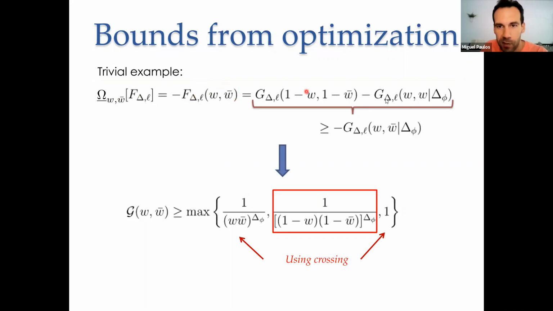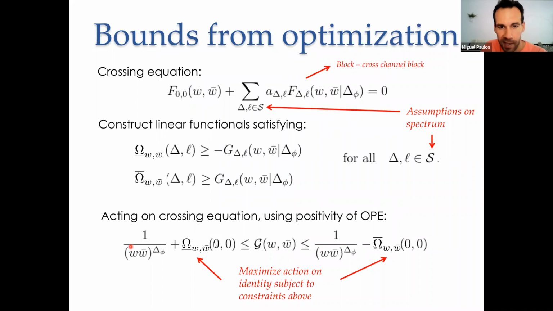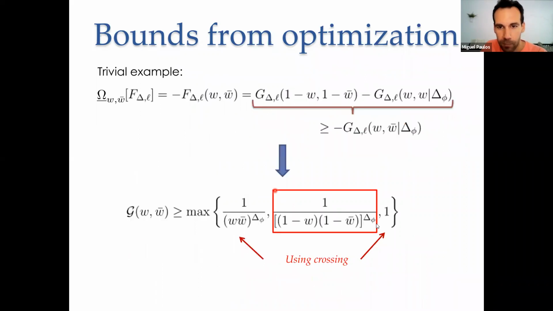Clearly, this is a good choice because it satisfies the constraints. The constraint is that it had to be larger than this piece. And since this is a positive object, it's W bar in the Euclidean section, then I'm satisfying the constraints. And so this functional will give us a bound. I just need to evaluate the functional on the identity and add up the identity block, and I get a bound. And in this case, the bound is trivial.